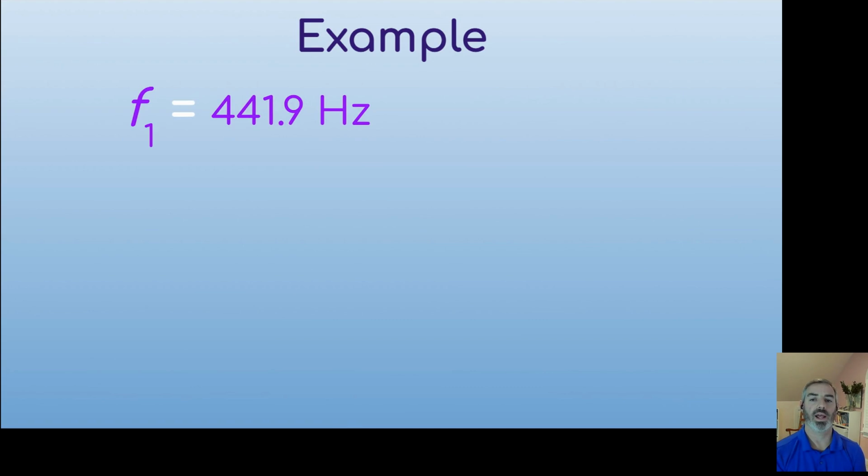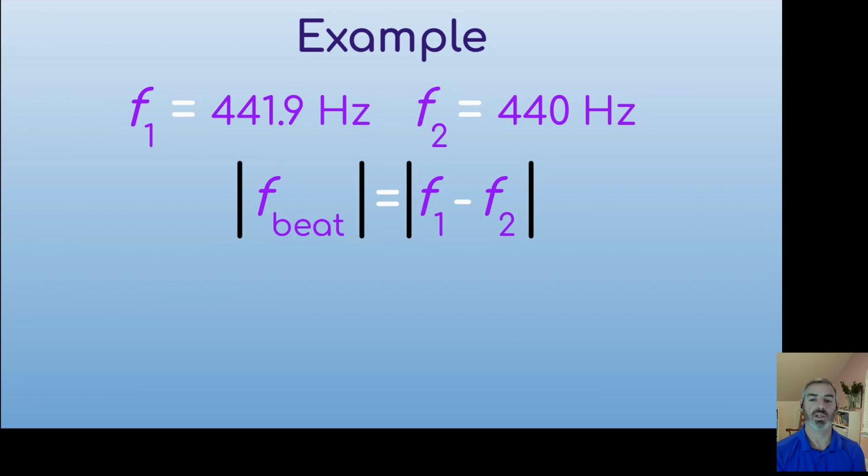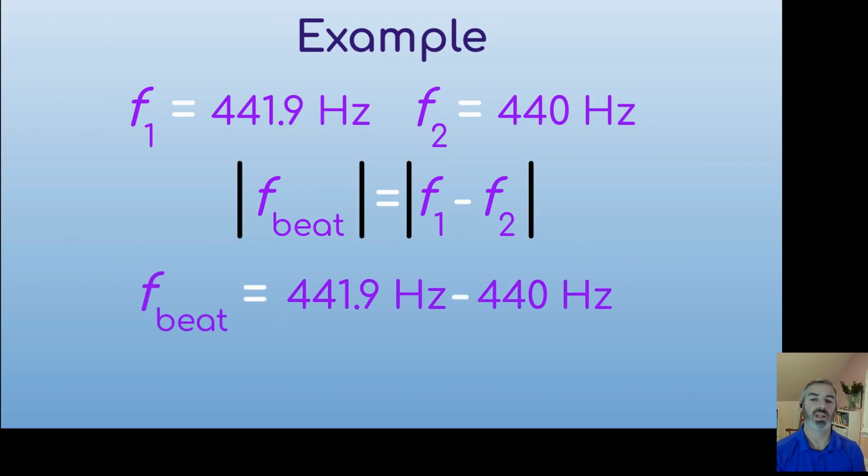So now we know that F1 is 441.9, the tuning fork, and F2 is 440, that's the violin, and the beat frequency that we're going to hear between them is going to be 441.9 minus 440, which is going to give us a beat frequency of 1.9 hertz, which would sound something like this.